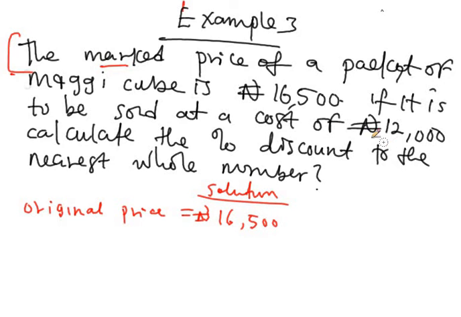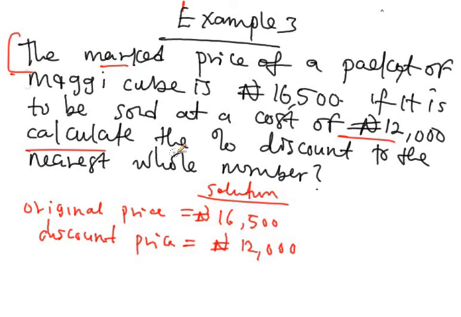If it is to be sold at a cost of 12,000, that means they have a discount. So this is the discounted price. So the discounted price is how much? Is 12,000 naira. Now we're asked to calculate the percentage discount to the nearest whole number. So we're looking for the percentage discount.